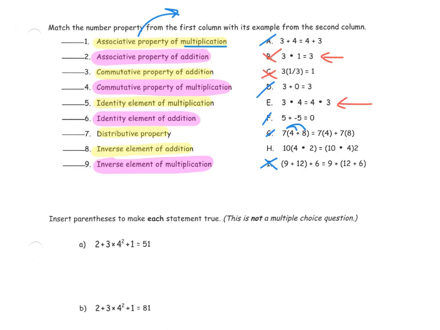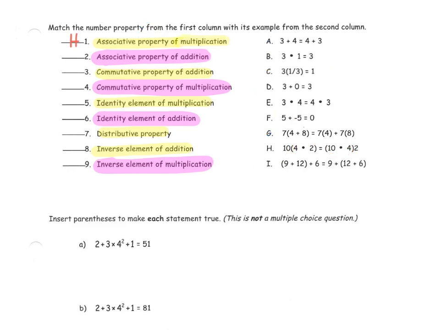There are no parentheses here as it is, and the order changed, so that's not it. It has to be this one, but let's just make sure. Well, here I have 10 times 4 times 2, 10 times 4 times 2. So the order stayed the same, and the grouping of the parentheses changed. So that's it. This is H. That's correct. Okay, let's just keep moving along.